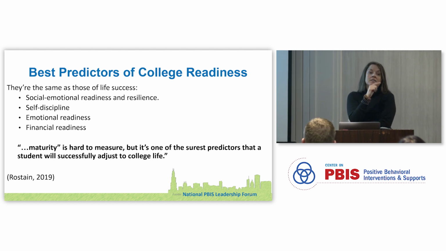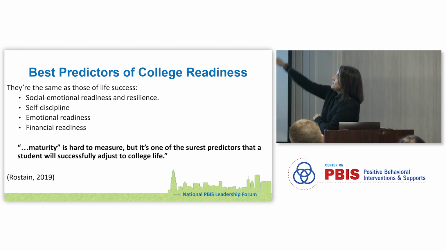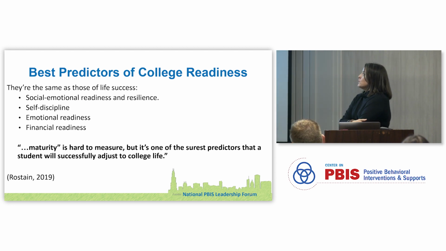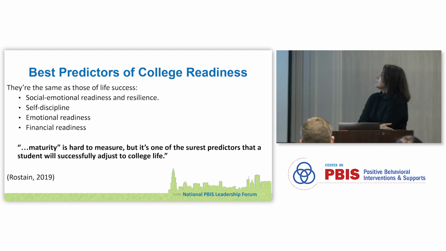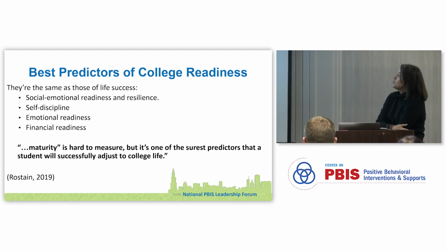Your neighbor is not going to be a successful citizen because of how they did in math. Some of that math isn't important, but it's about how they interact with humans, right? So the same is true of life success. Social and emotional readiness and resilience are the best predictors of college success, of college readiness. Self-discipline, right? The ability to know what's important and prioritize and study.